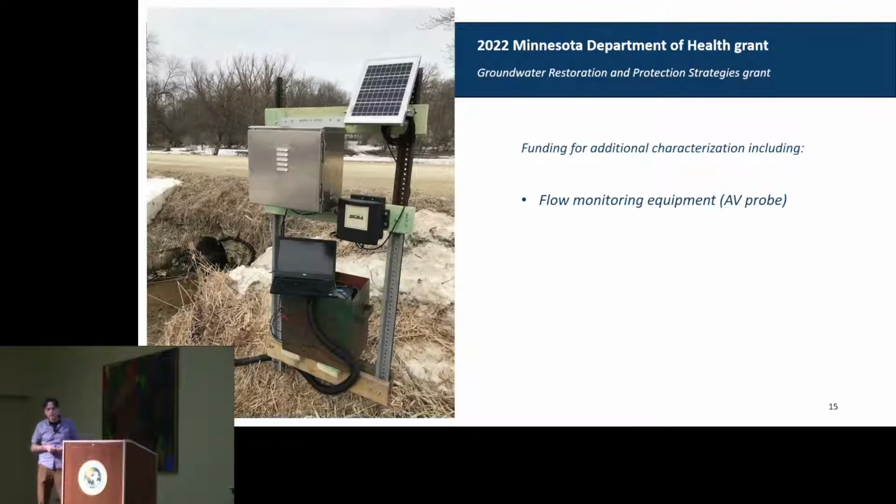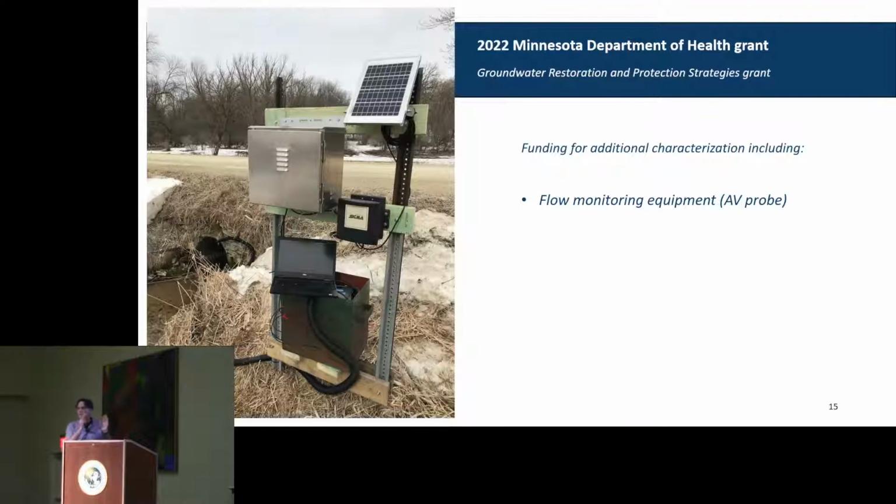for a grant from the Minnesota Department of Health. And they gave us another $50K to basically do more work in this neighborhood, and that's what we're going to present today. So as part of the $50K they gave us funds to buy an AV probe, and that's going to help us determine the upper flow for our rating curve development.